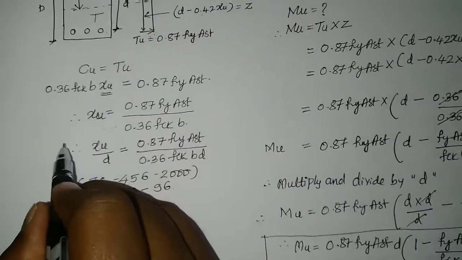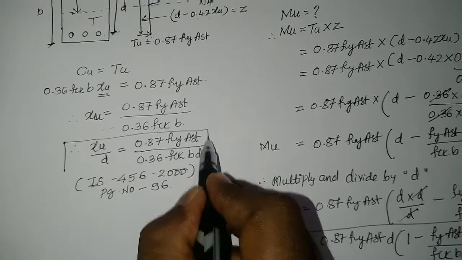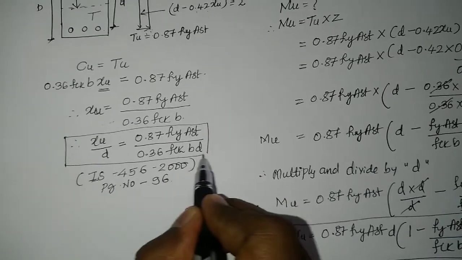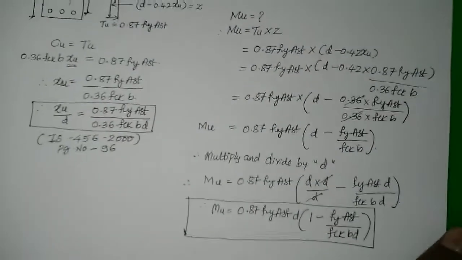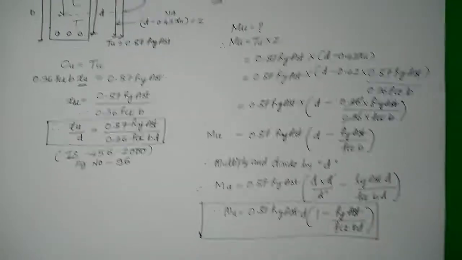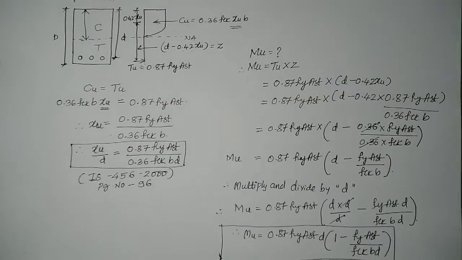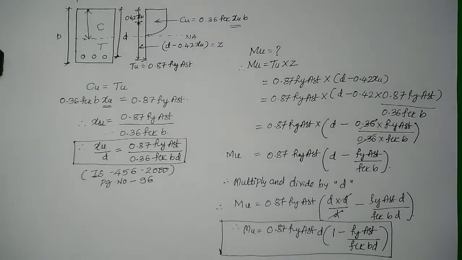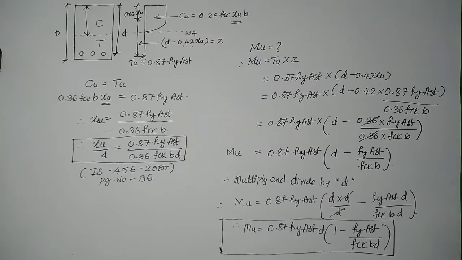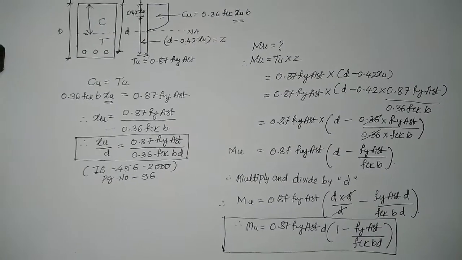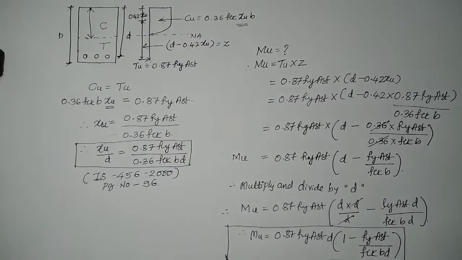And this one is the final equation for the depth of neutral axis. Generally these equations are used to find the depth of neutral axis as well as the moment of resistance of a singly reinforced beam.